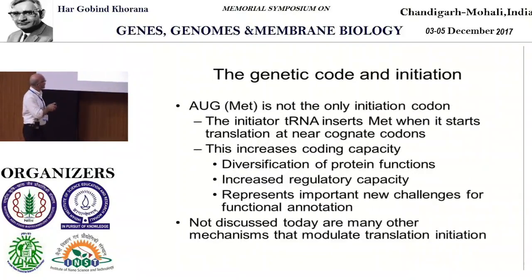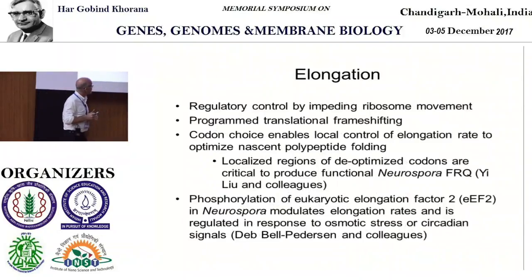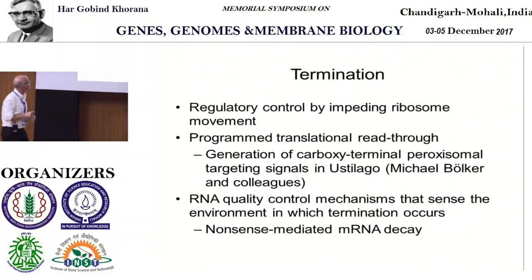We can diversify protein functions, we can increase regulatory capacity, and probably for everybody in the audience, new challenges for functional annotation, right? And in the interest of time, I won't go into too much detail about elongation, but you can control elongation, you can control frame shifting, you can basically control codon preference matters, and you can control elongation factor phosphorylation and control rates of movement.